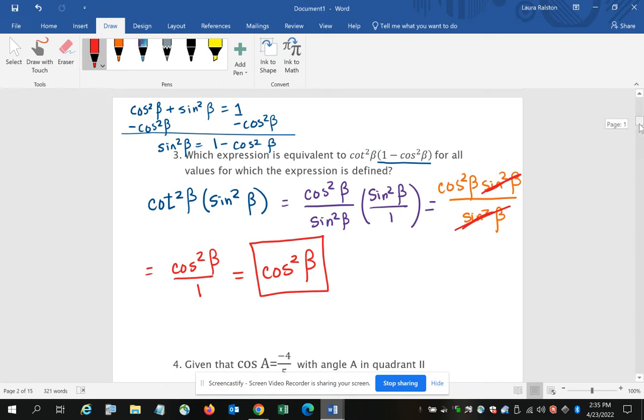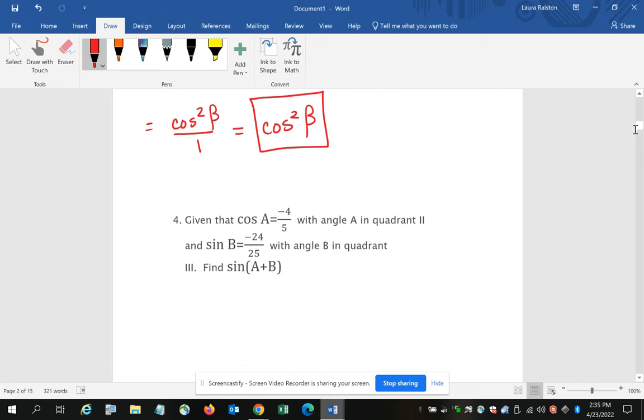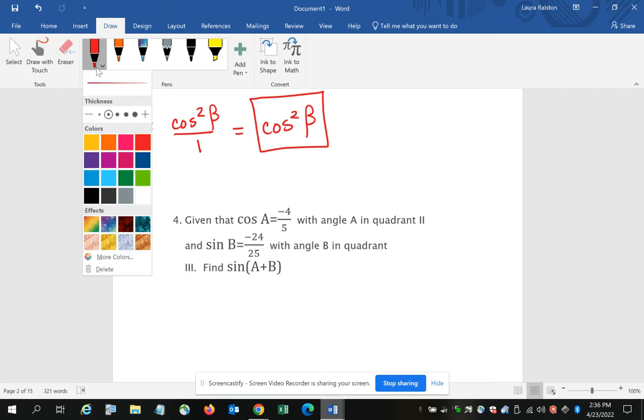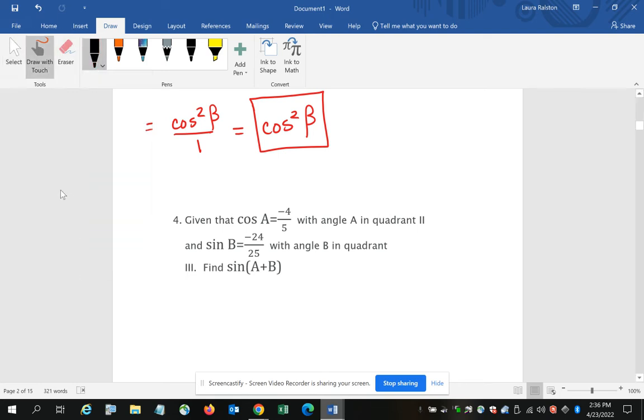Okay, moving on to question 4. Question 4 says, given that cosine A equals negative 4/5 with angle A in quadrant 2 and sine B equals negative 24/25 with angle B in quadrant 3, find sine of A plus B. A couple of things are important here. First of all, I know that I'm ultimately looking for the sine of A plus B. So probably the first thing I want to do is write down my formula.